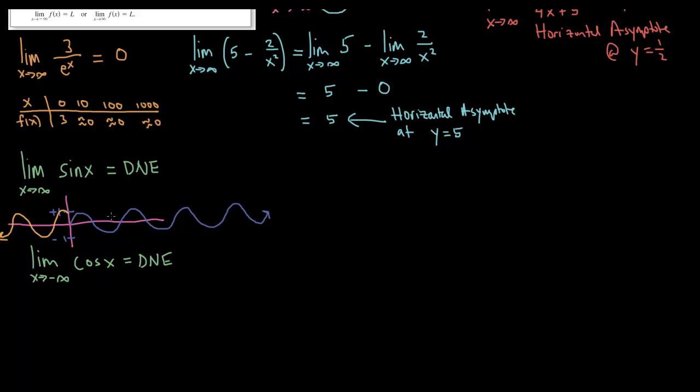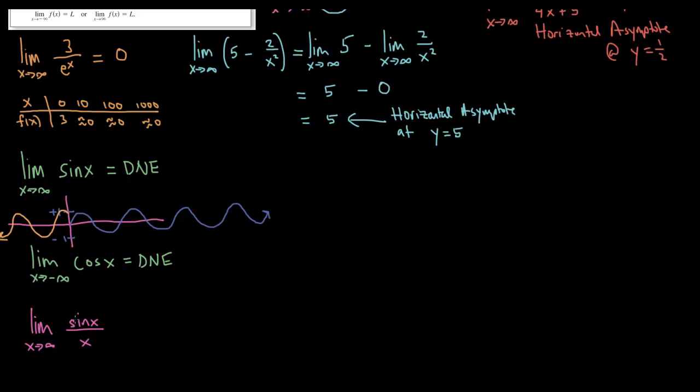Okay, no horizontal asymptote. Now, what about if we look at some more complicated trig limits? Let's take a look at the limit as x approaches infinity of sine x, this time over x. Now, let's think to ourselves, what is happening here?